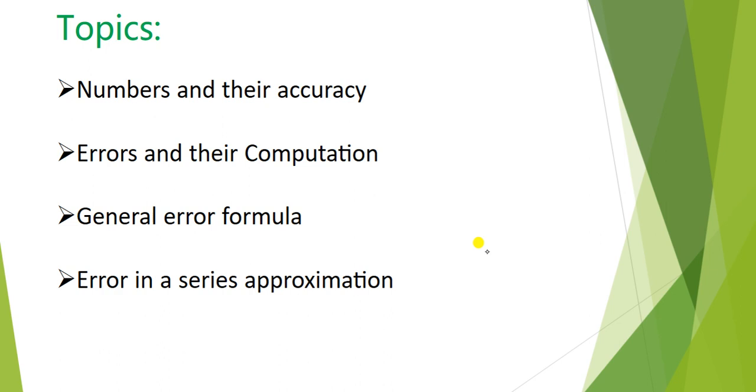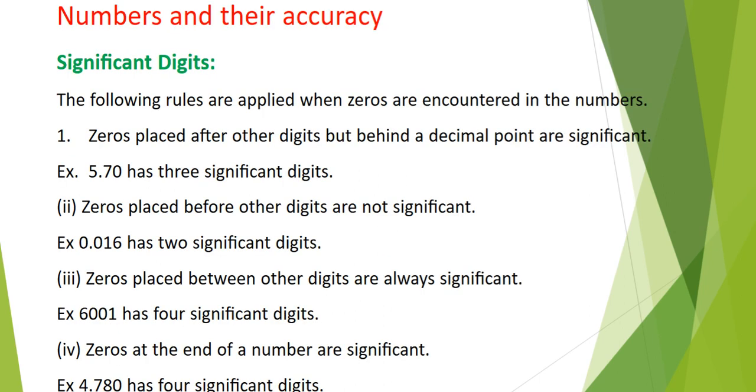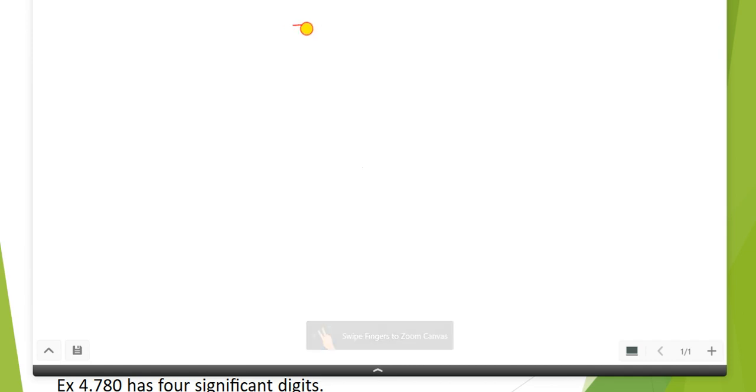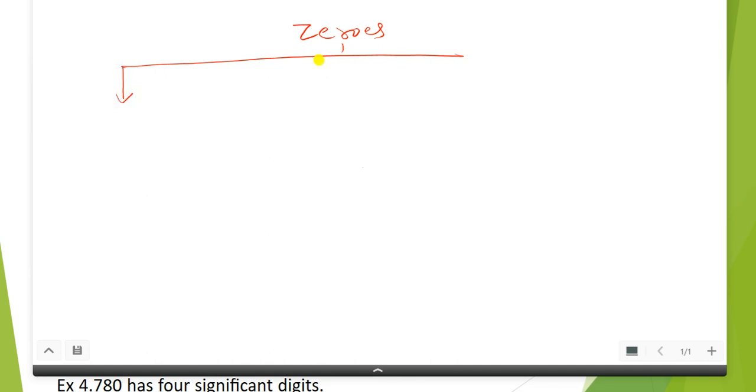So the first topic is numbers and their accuracy. In this topic, first we will discuss significant digits. If we find the number of significant digits in a given number, the most important role is played by the zeros. Here zeros are of three types, and zeros are categorized in three forms.